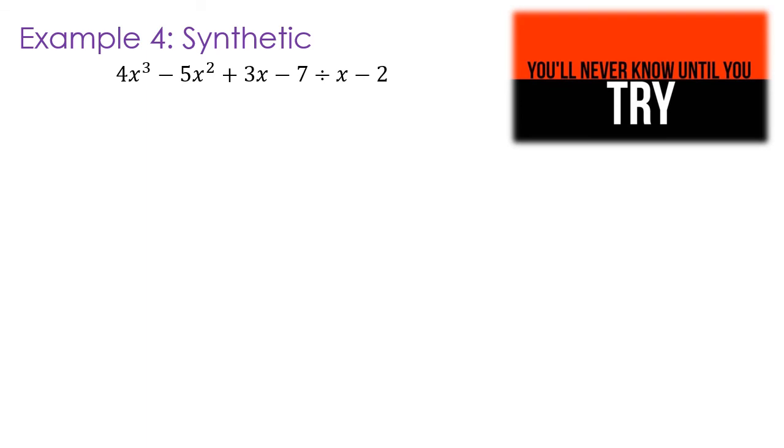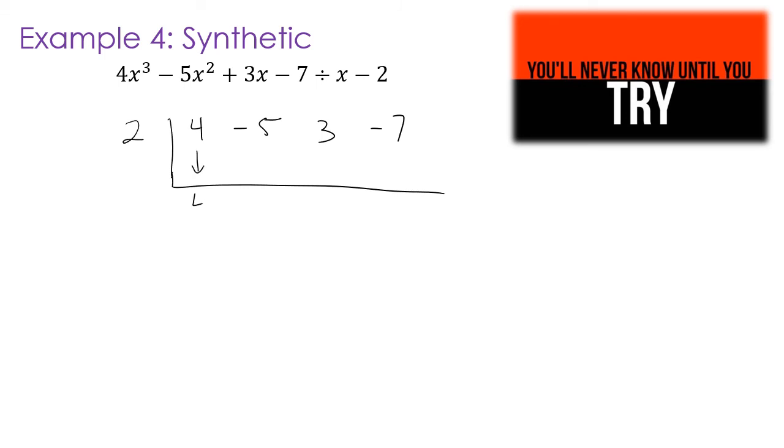So step number 1, draw that like upside down division or that big elongated L. Write your coefficients. 4, negative 5, 3, negative 7. Double check again for descending order of x and 0 placeholders, which we don't have in this case. Write your a value, which is 2. Remember, it's x minus 2, and you can think of it like opposites if you want.